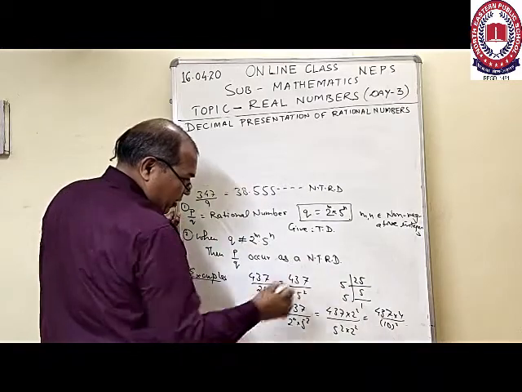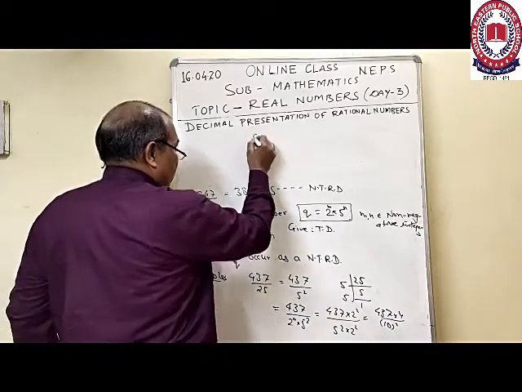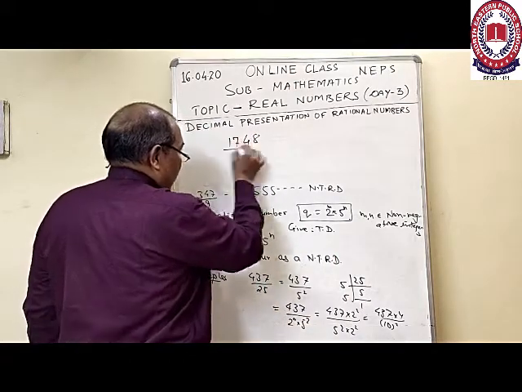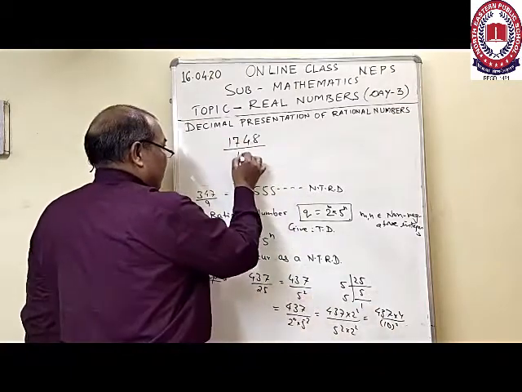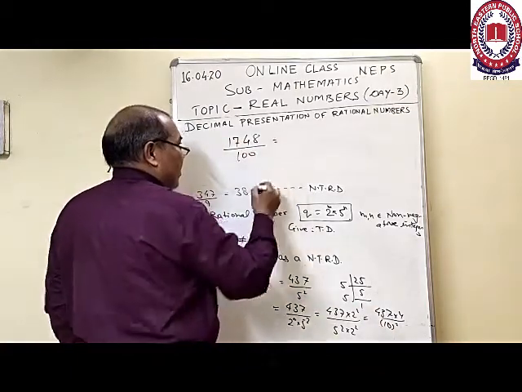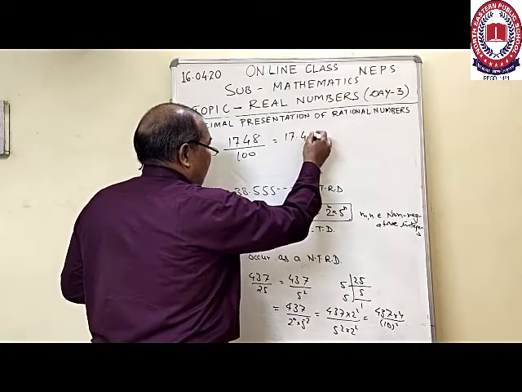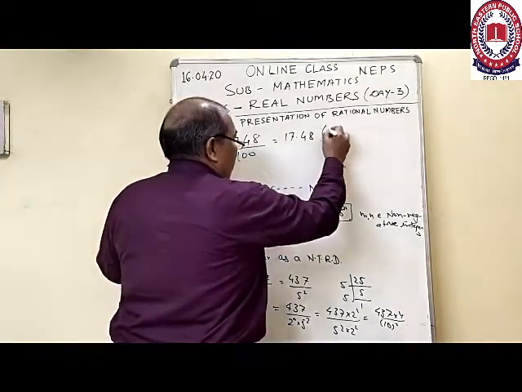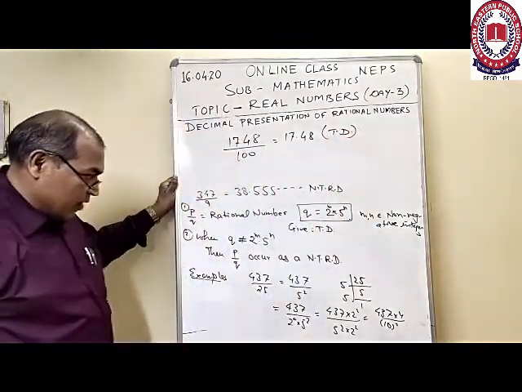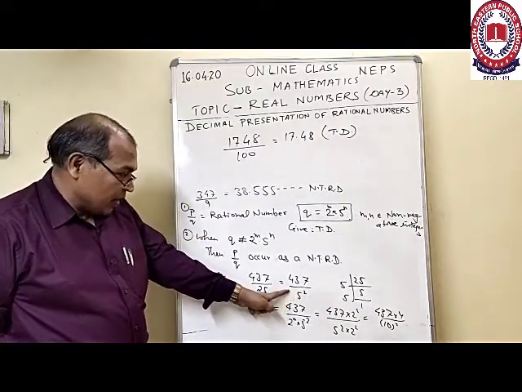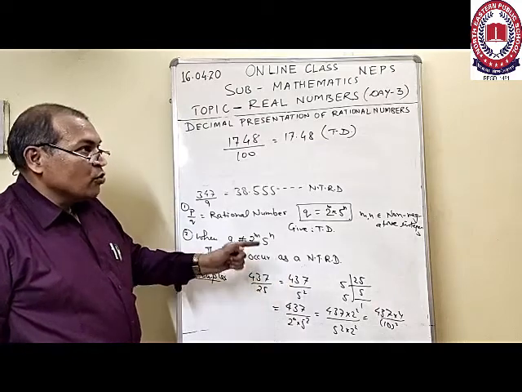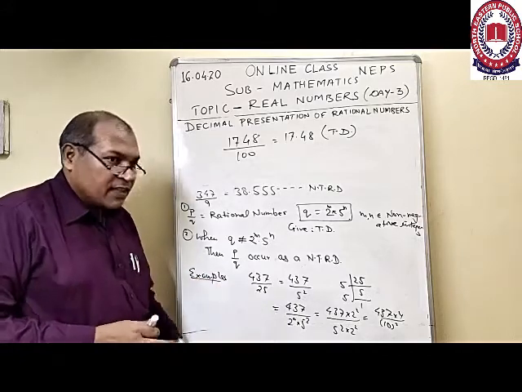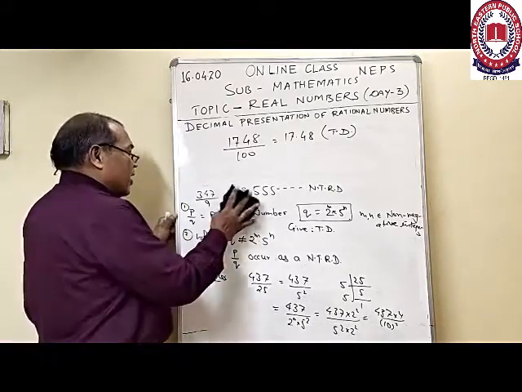That is 437 into 4, which gives 1748, and 10 square is 100. So this can be written as 17.48. See, this number is coming as a terminating decimal. It means when the denominator has the prime factorization 5 or 2, or both 2 and 5 as prime factors, that rational number can be expressed as a terminating decimal. Let us see another example.